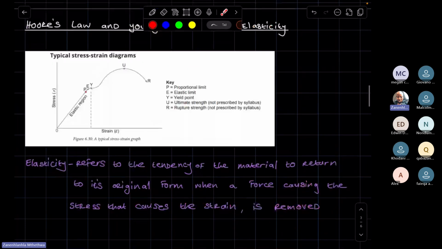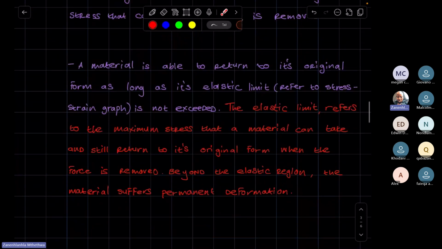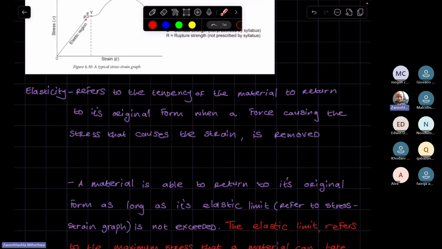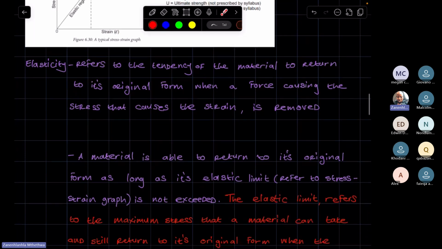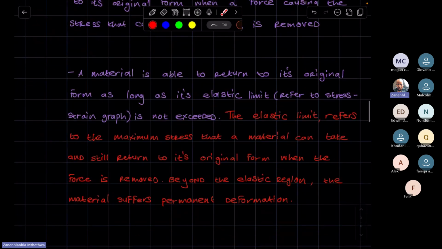I will be sending you these documents so that you are able to go through them. Any questions regarding elasticity, regarding the elastic region, regarding the 3 points that you get under the elastic region? No question.